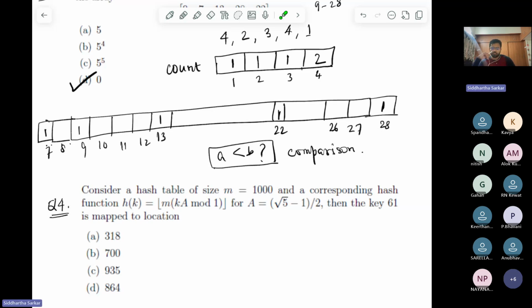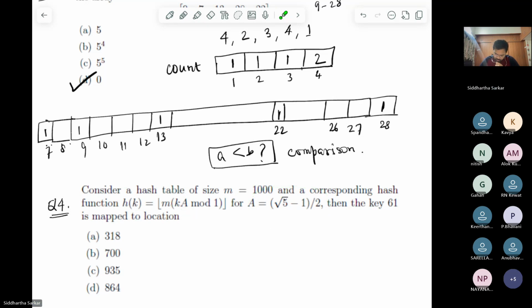So we're looking at this question 4. It is given that there is a hash table with 1000 slots, and there is a corresponding hash function. The key k will go to the slot of the table given by this hash function, h of k, where a is an irrational number, root 5 minus 1 by 2.